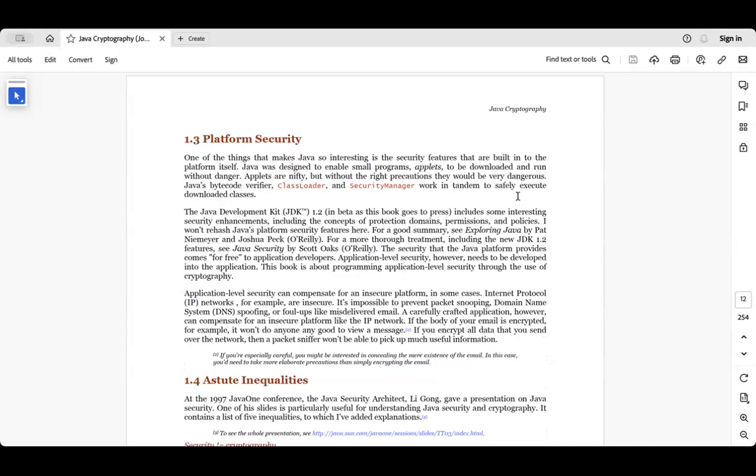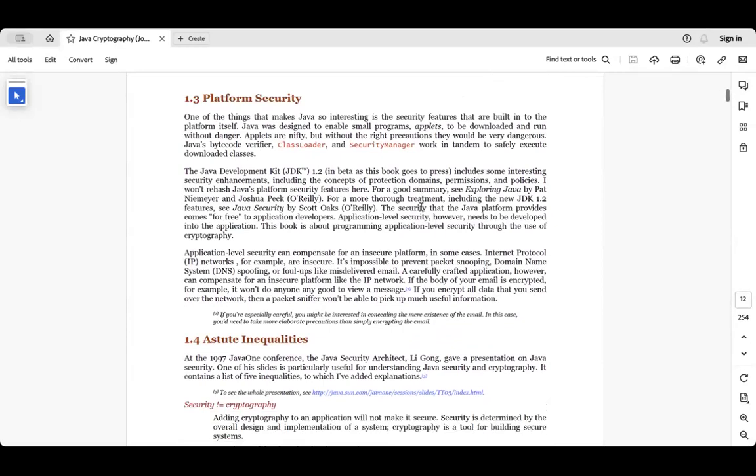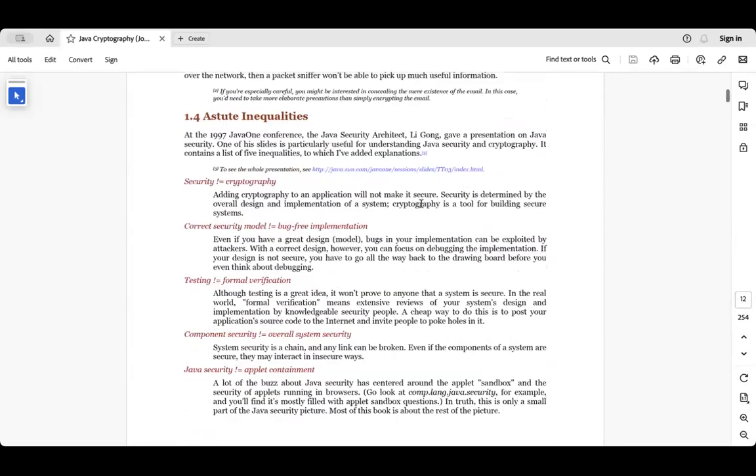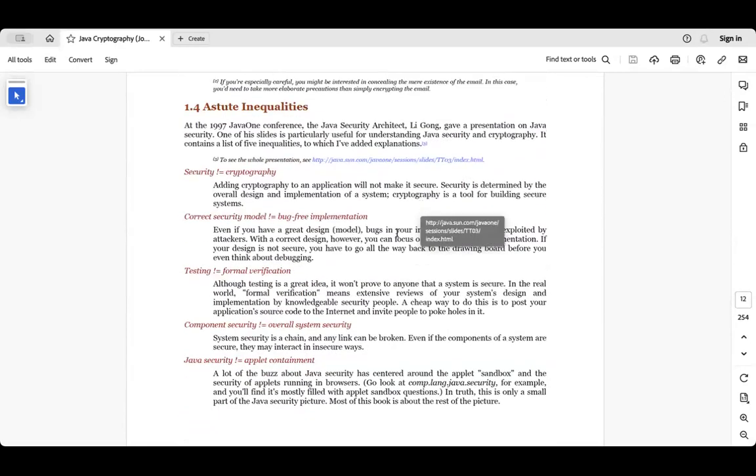I also mentioned the cross-border security manager and how it can be used to make sure the safety of executed downloadable classes is taken care of when you have downloaded Java applications. So I recommend that once you have time, you read through the section that we already covered in detail in the book.